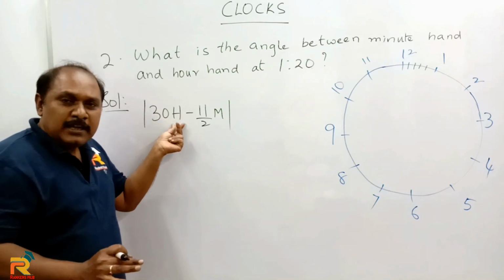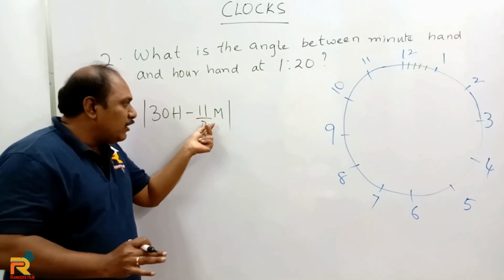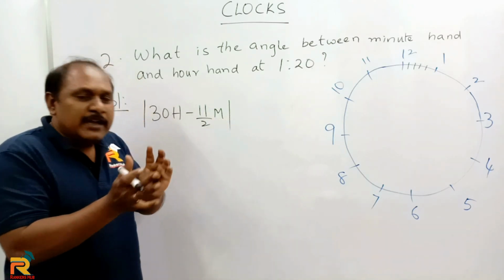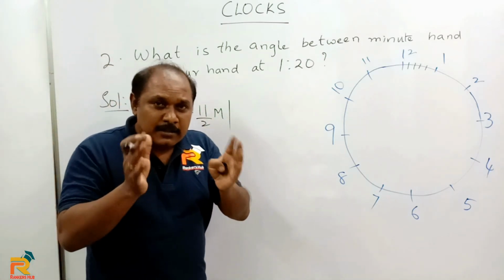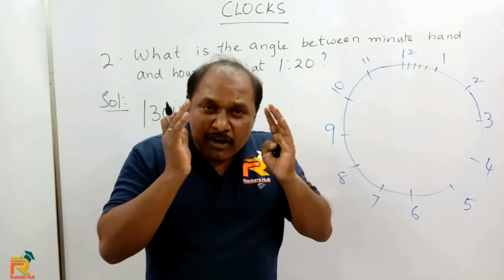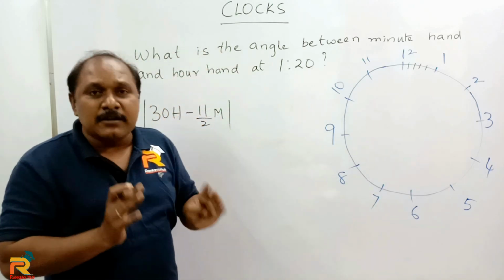So 30 into 3 minus 11 by 2 into m. M represents minutes. That is 25. So like that, if you substitute, you will get the answer. But the point here is remembering the formula. Now, we need not remember the formula to answer our questions.